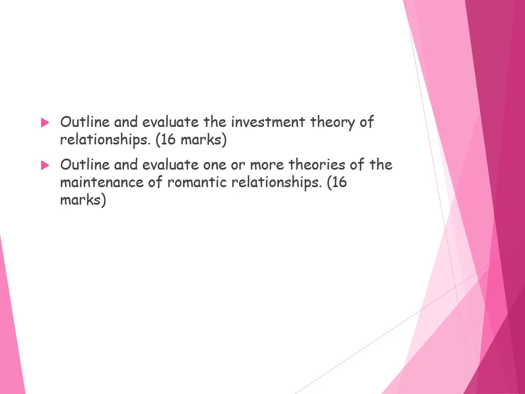So I could do investment theory alongside equity theory, or investment theory alongside social exchange theory. So I do my AO1 paragraph on one of those theories. I would then evaluate that theory so it doesn't become too disjointed. I would then go to my second theory, describe it, and then I would do my second theory evaluation. So it's up to you, it's not specifying, so you don't even have to do investment theory in that type of question. You could have done social exchange theory and equity theory.